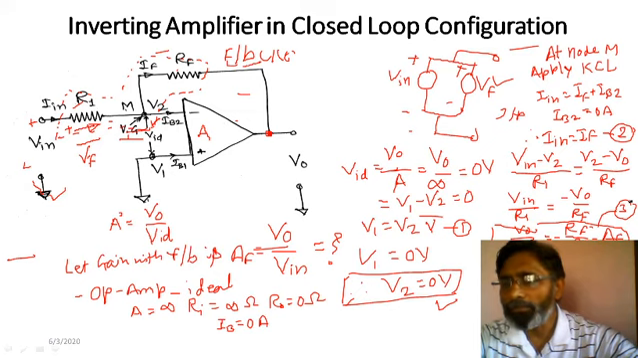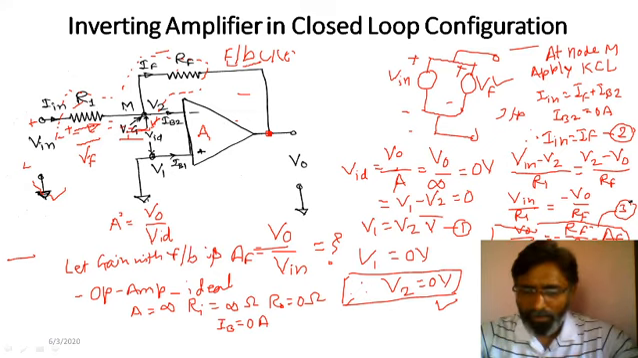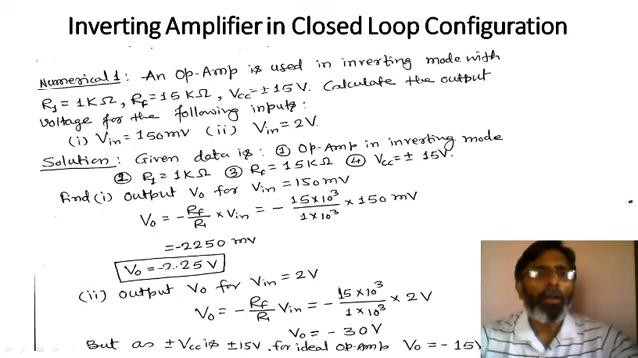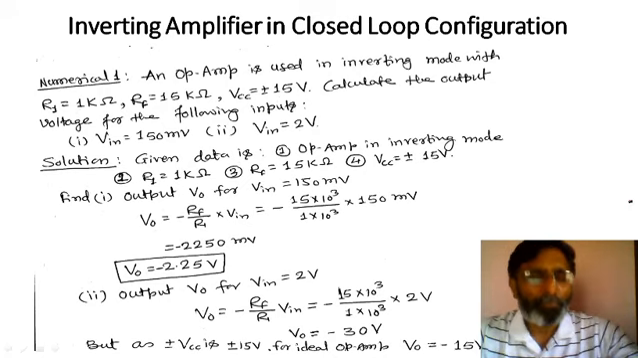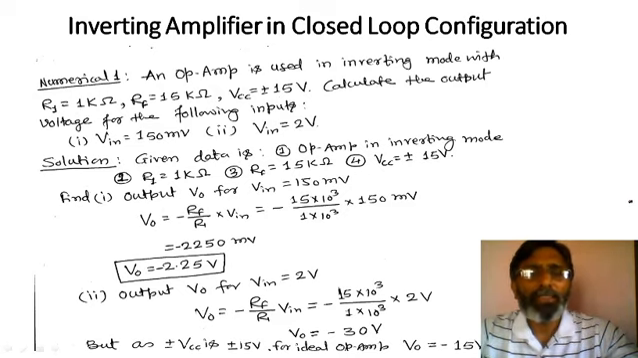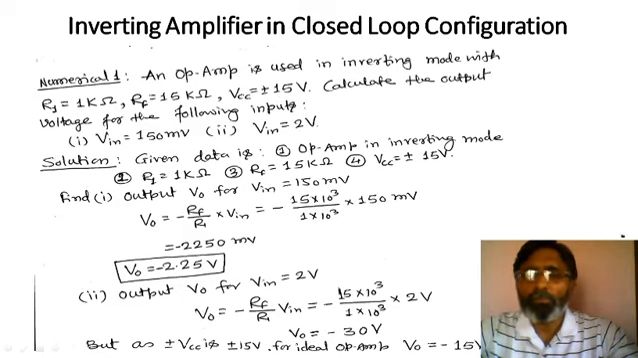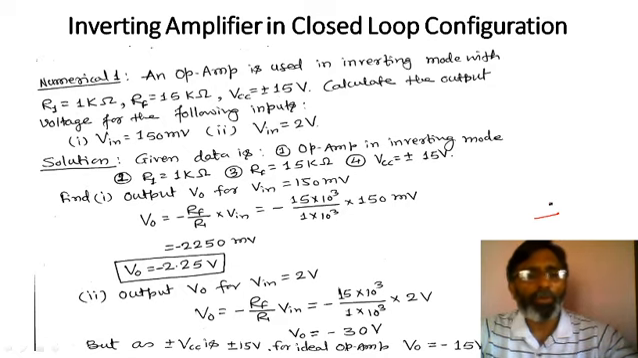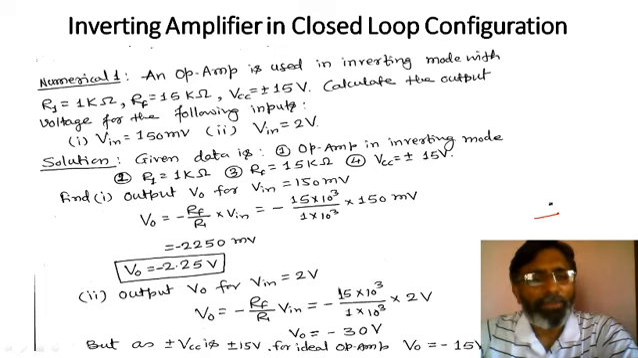Now you may be asked a numerical. This is the numerical which is asked on this. An op amp is used in inverting mode with R1 equal to 1 kilo ohm, RF equal to 15 kilo ohm, and VCC is also given. We have to calculate the output voltage for the following inputs: V in equal to 150 millivolt and V in equal to 2 volt. R1 and RF are given, VCC is also given, so we know that output is equal to minus RF upon R1, because it's an inverting amplifier, into V in.